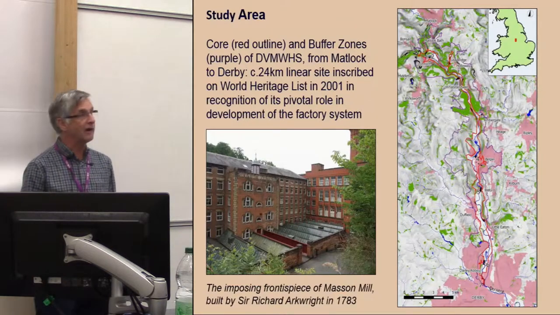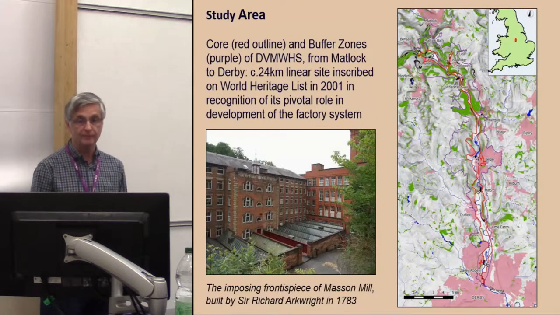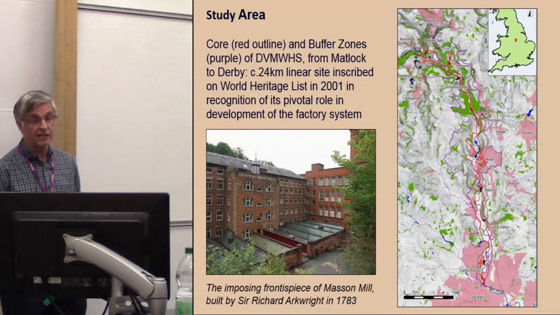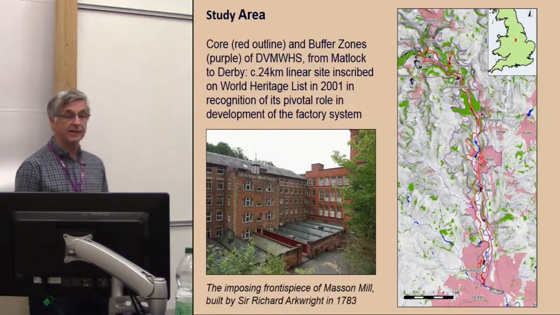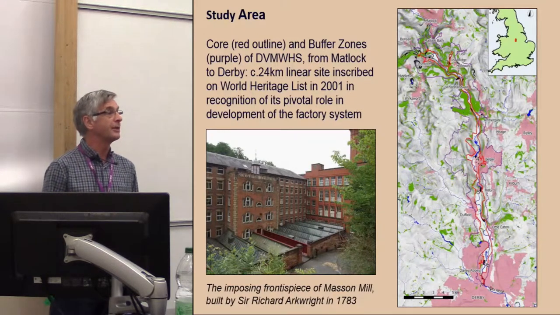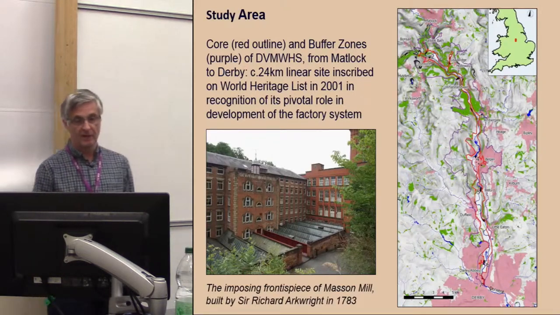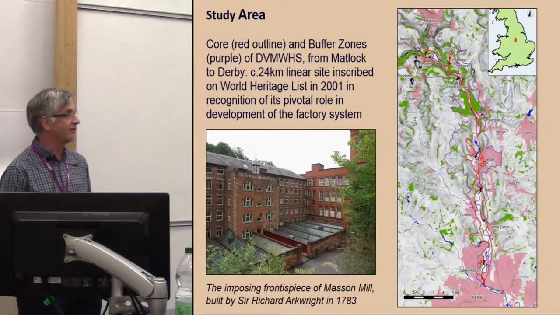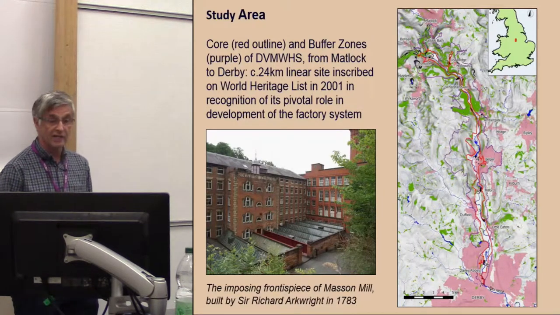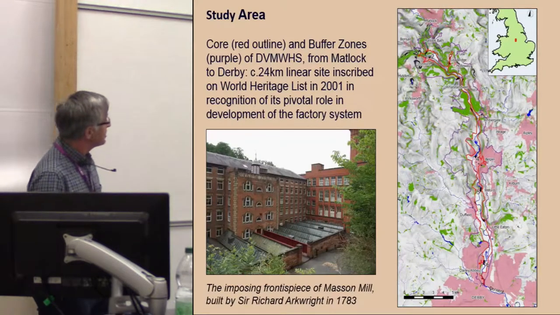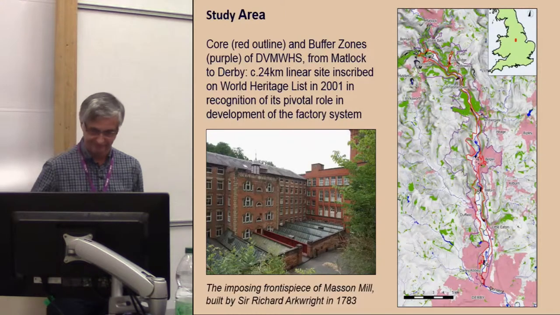This map shows the core area, defined by a red boundary, and then the wider buffer zone is defined in purple. It was inscribed on the World Heritage List in 2001, fundamentally in recognition of its pivotal role in the development of the factory system and one of the key foci of the Industrial Revolution. And bottom left, you see one of the several internationally important mill sites in the valley. This is the Masson Mill, built by Sir Richard Arkwright in 1783, with this imposing frontispiece designed to impress.